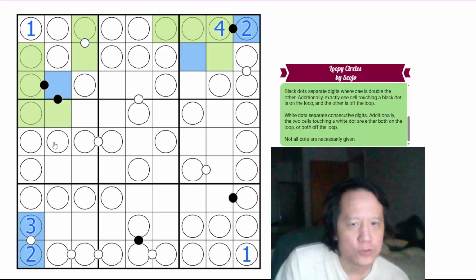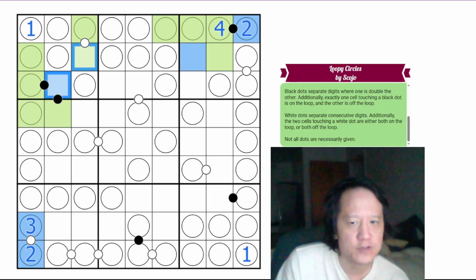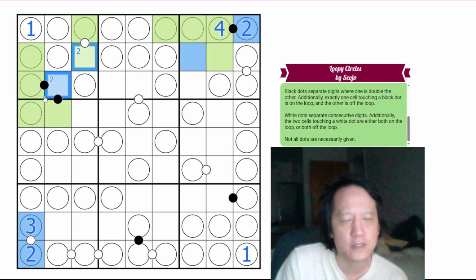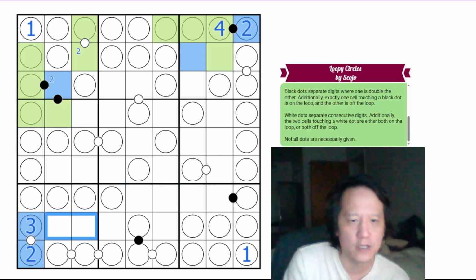One and two in the rest of... So 2 has to be one of these 2 cells, right? Because 2 cannot be outside in a circle anywhere else besides these 2 spots. Same with 1. So this has to be 1 here.